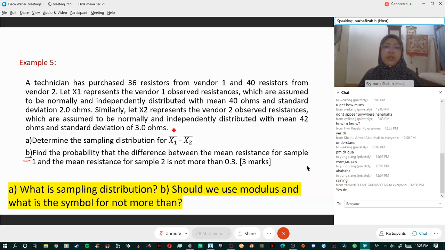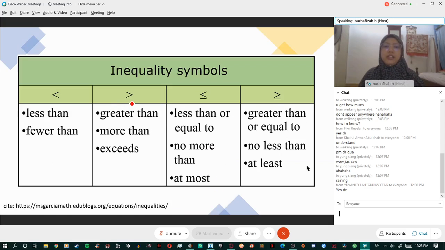Also please take note of the symbol for not more than. Not more than, the symbol should be what? Less than or equal to. So please remember this inequality symbol. Some of you might confuse no more than, no less than, at least and at most. So please be careful on this.